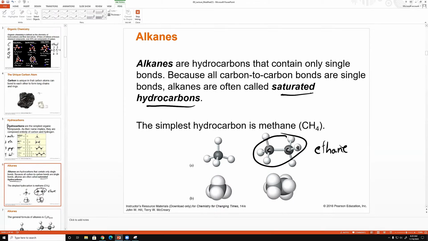This is saturated, meaning it has the most hydrogens it could possibly have. If I were to make this unsaturated, what I can do is replace 2 of the hydrogens and make a double bond between the carbons. And instead of having 3 hydrogens on each carbon, only have 2. This is called ethene. And this is called an unsaturated hydrocarbon, meaning it can still take in more hydrogens if you get rid of this double bond.